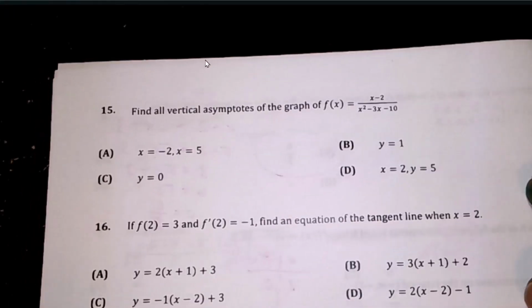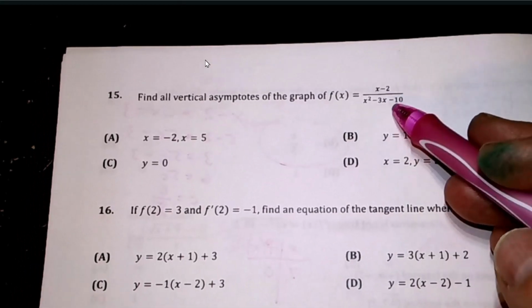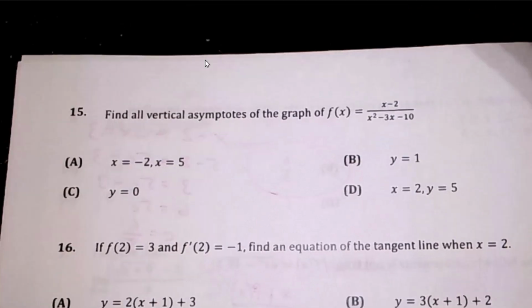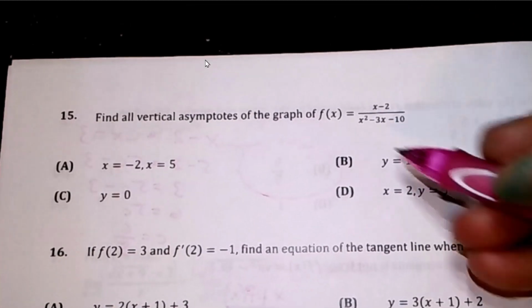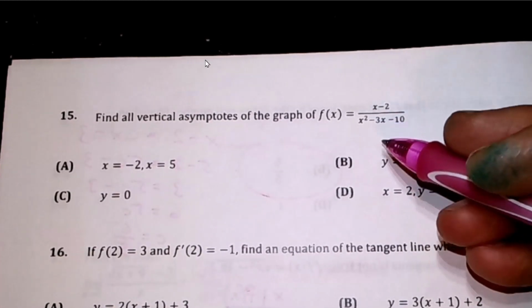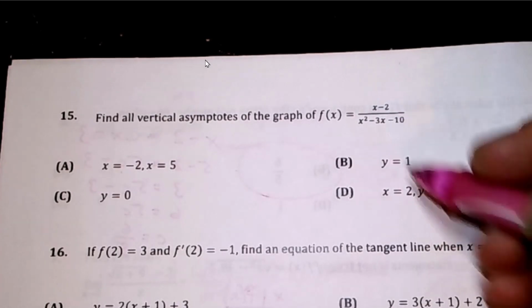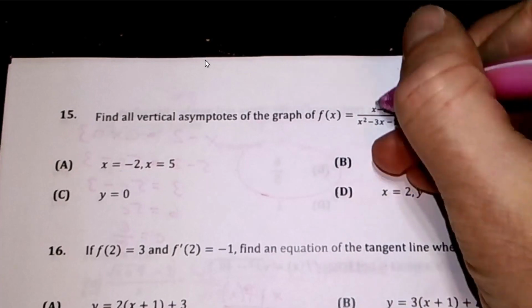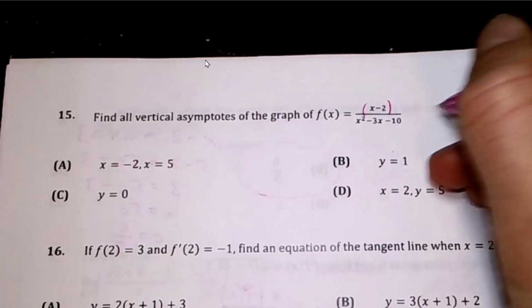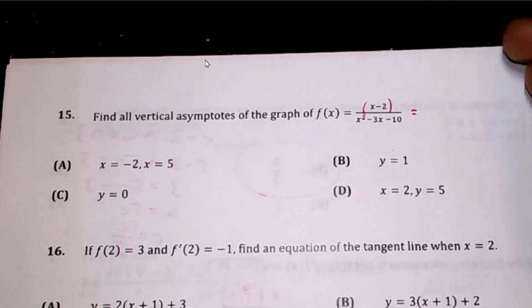15, find all the vertical asymptotes of the graph here. Okay, so we know that asymptotes occur whenever there are linear binomials in the denominator that will not cancel out. So we got an x minus 2. Now my guess is that that x minus 2 can cancel out.